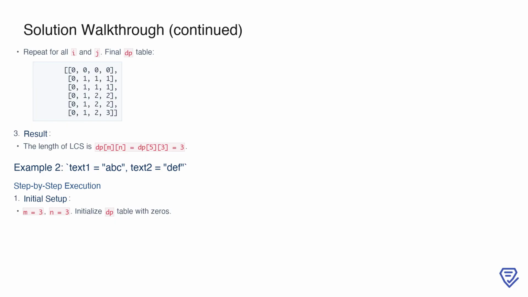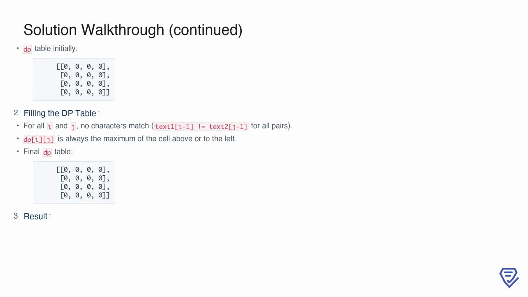Now, let's examine another example to further solidify our understanding of the approach. In our second example, we take text1 equals ABC and text2 equals DEF. Just like before, we start by initializing a DP table of size (m+1) by (n+1), filled with zeros, where m equals 3 and n equals 3. The DP table initially appears as all zeros.